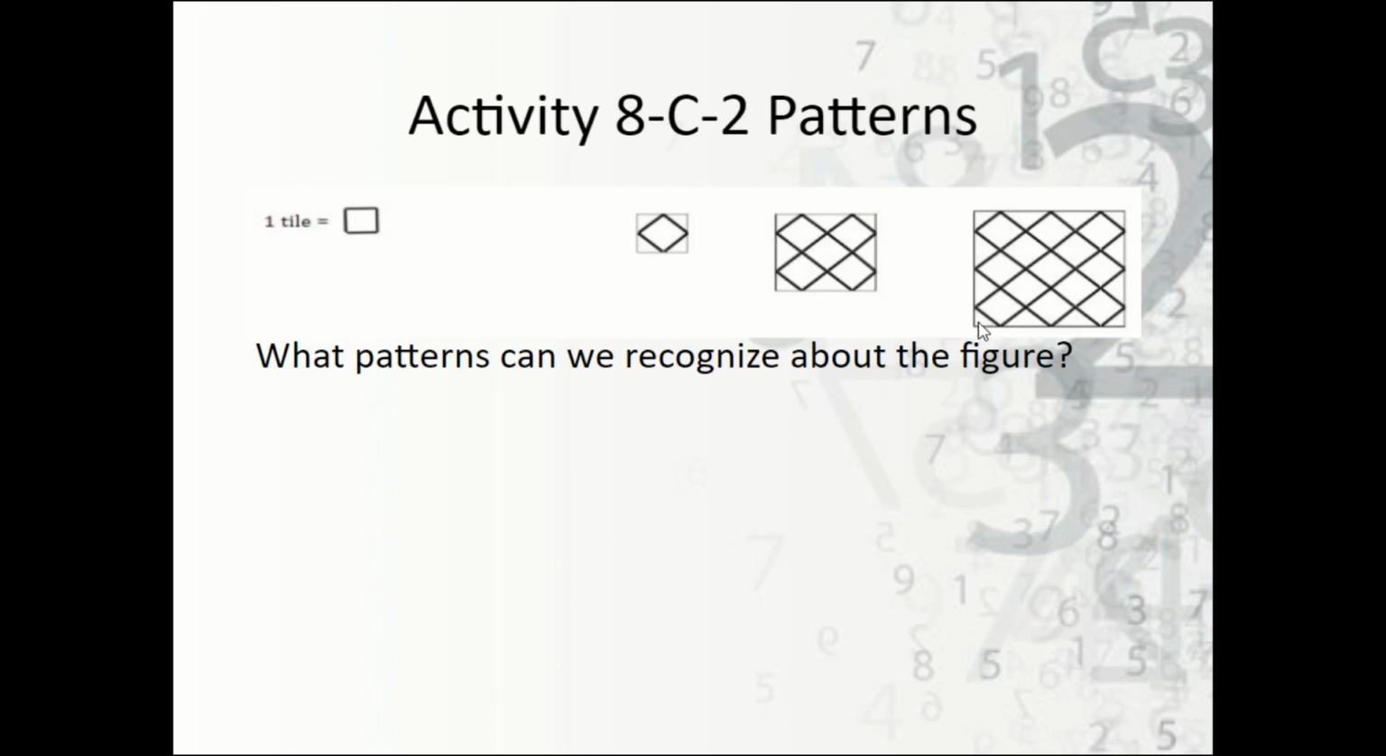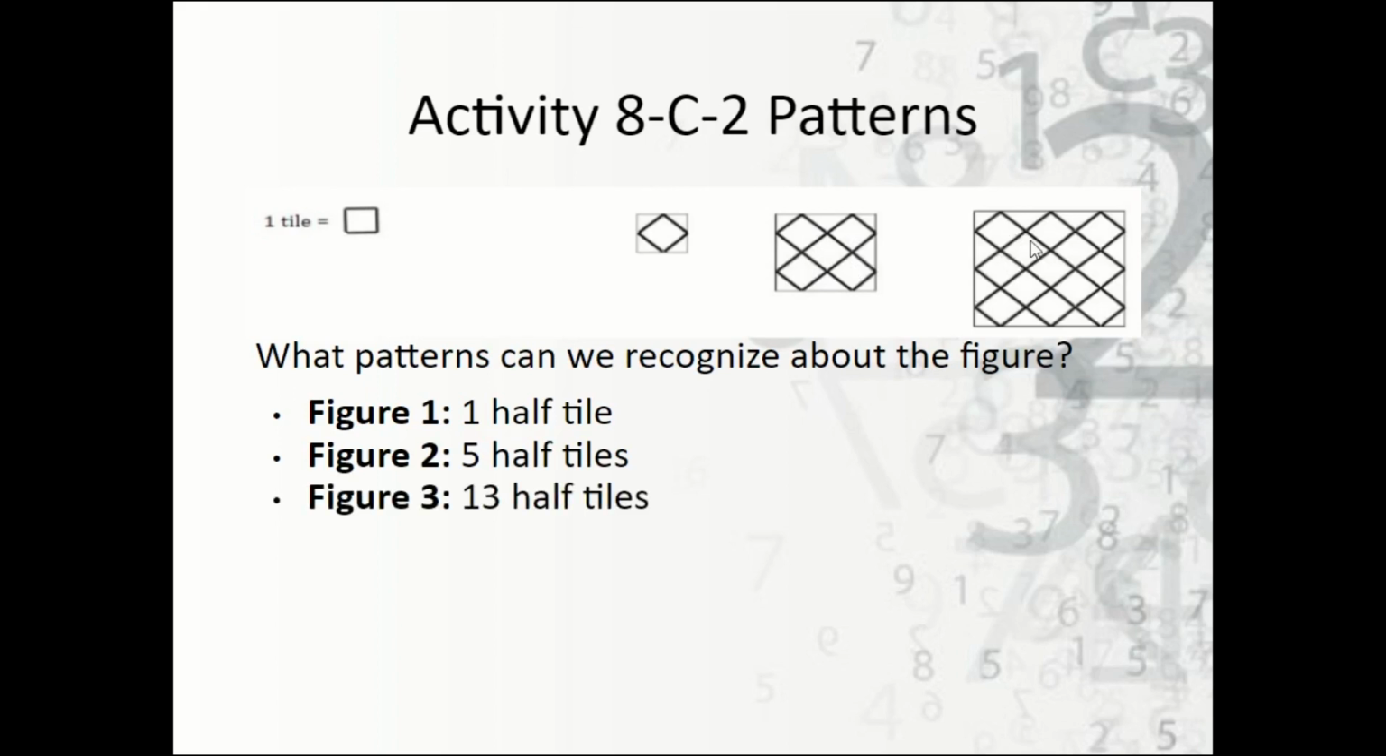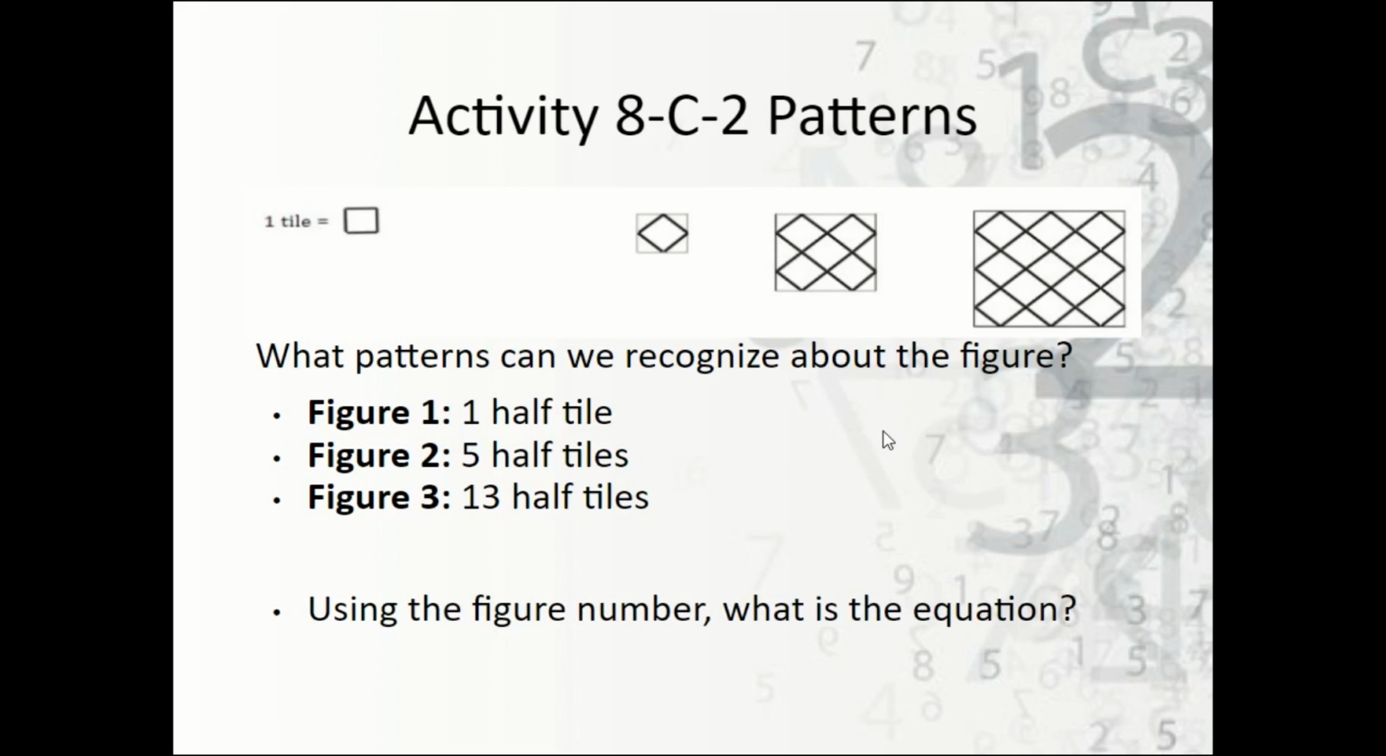And notice there's a quarter piece here, a half piece here, and so on. So in figure 1, there's one half tile, meaning it cuts up into part of it. In figure 2, there's 1, 2, 3, 4, 5 half tiles. And then in figure 3, there's 1, 2, 3, 4, 5, 6, 7, 8, 9, 10, 11, 12, 13 half tiles. So the question is, can we write an equation to figure out the pattern for this one?